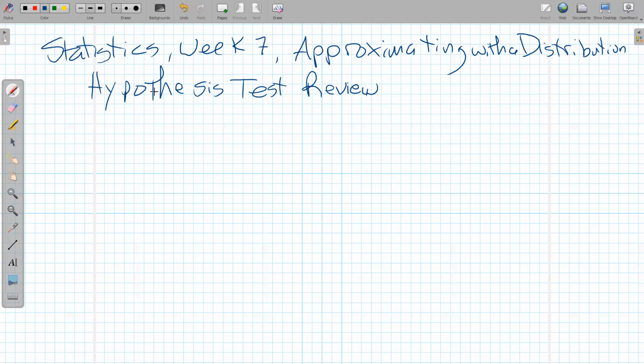So again, where we are, this is week 7, approximating with a distribution. That's chapter 5. That's what we're starting today. And to do that, we're going to look at hypothesis tests and review what it means to be a distribution and the different kinds of distributions. The hypothesis test we're going to do right now is about Hermiston home prices.